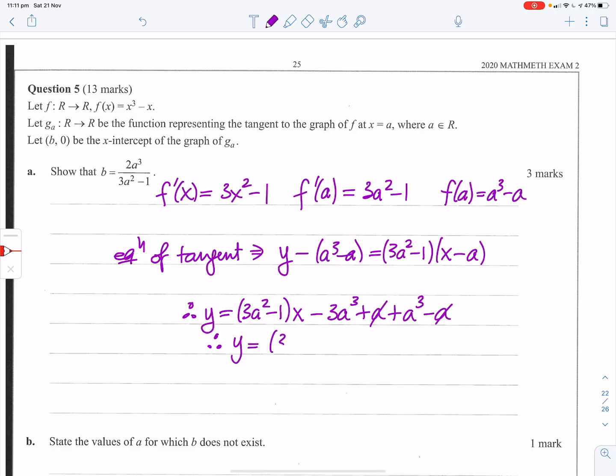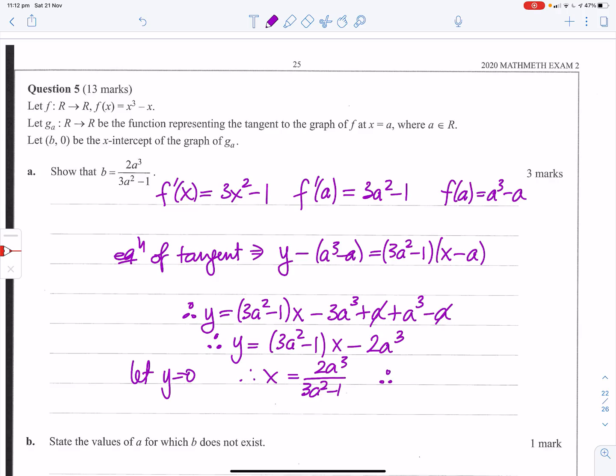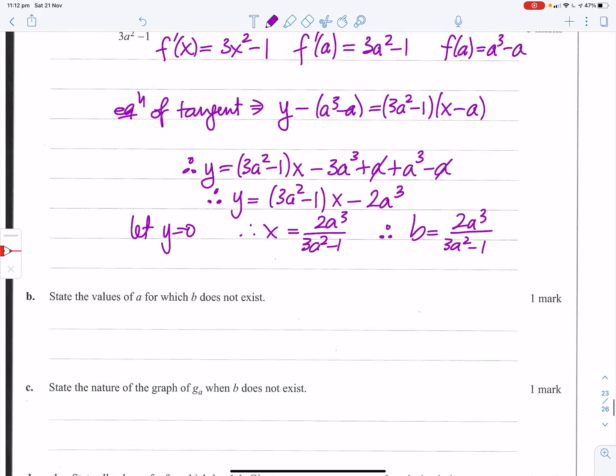So y is equal to 3a squared minus 1 x minus 2a cubed. Let x equals 0, y equals 0. X is equal to 2a cubed on 3a squared minus 1. Therefore, b is equal to 2a cubed on 3a squared minus 1. Take the values of a for which b does not exist. Well, the bottom can't be 0.